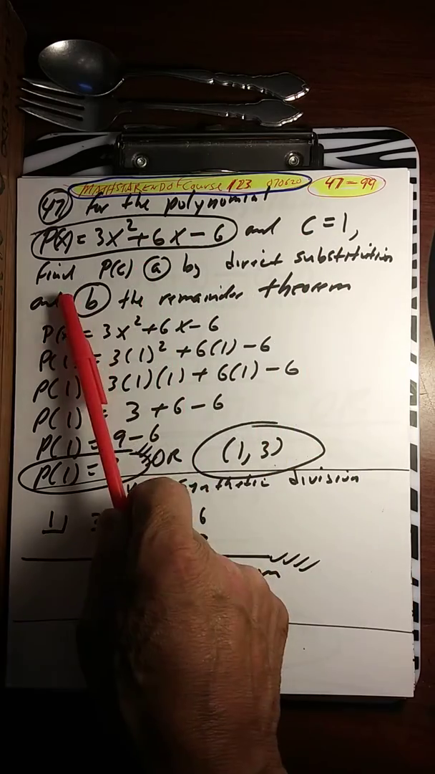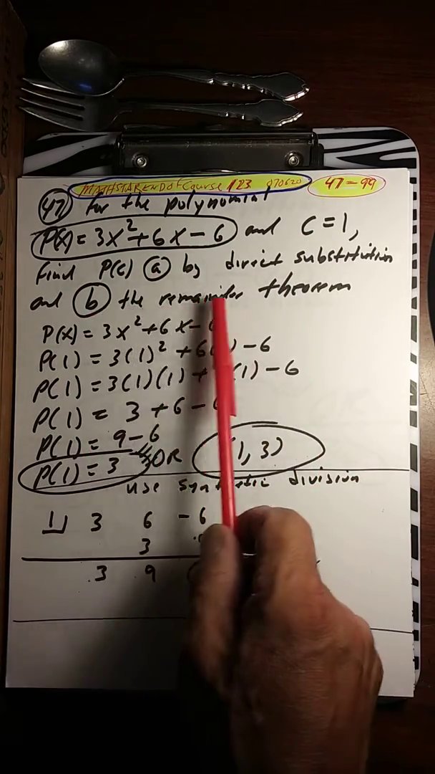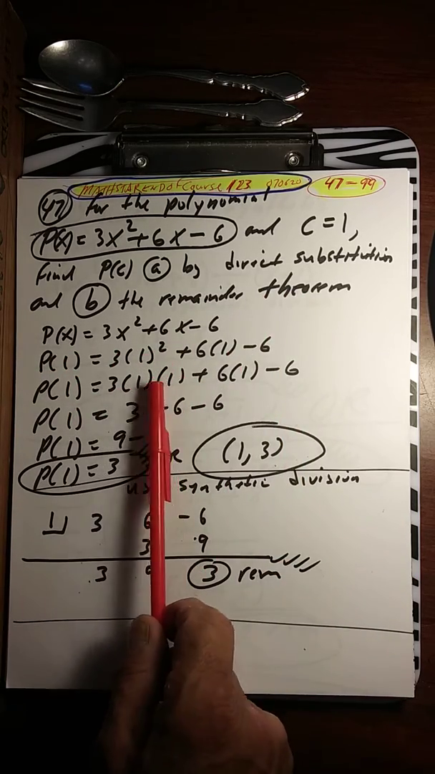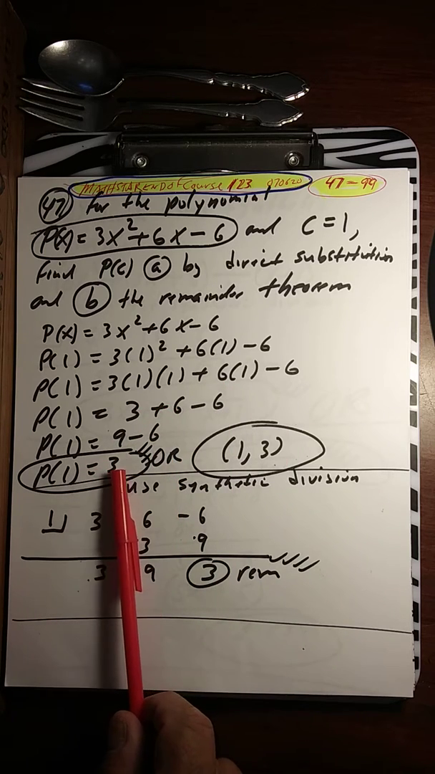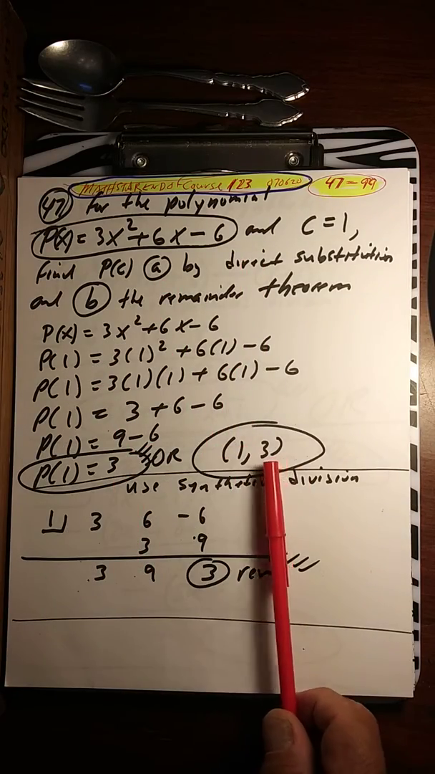Polynomial P(x), find P(1) by A, direct substitution, and B, the remainder theorem. So P of 1, direct means put the 1 in there. 1 times 1 is 1, times that is 3 and 6, and that's going to be 9 minus 6, so 3. So P(1) is 3 by just substituting 1 in there.